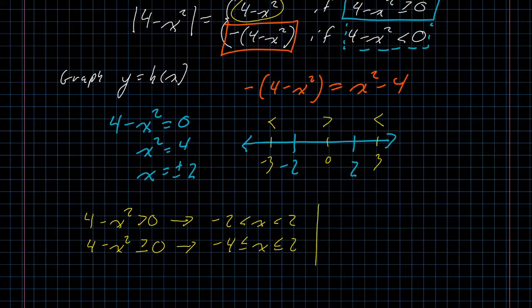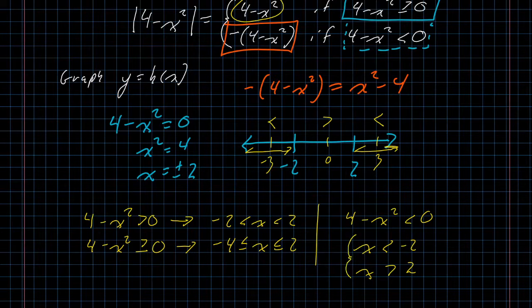And then the other option we cared about was 4 minus x squared less than 0, which happens in two places. It happens over here, where x is less than -2, and it happens when x is greater than +2 in both of those places. Why did I write a 4 over there? All the changes happen at +2 and at -2.